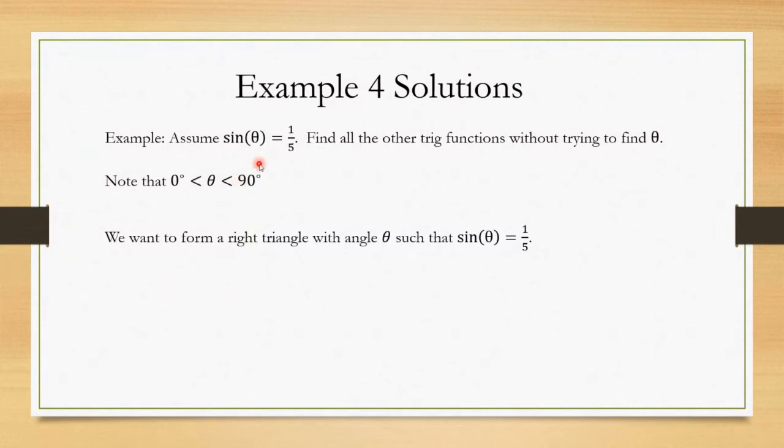sine of an angle, let's say we knew was 1/5. Let's just assume that. We're going to find all the other trig functions, but we're not going to find what that angle is. All we know about the angle is that it's between 0 degrees and 90 degrees. That's all we know about it.